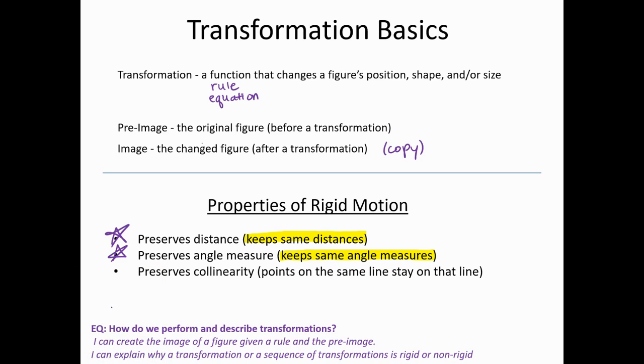And then the last one, not less important, but we're not going to talk about it nearly to the degree, and that is preserves collinearity. That's how you say that word, collinearity. It means points that are on the same line will remain on the same line even after you've done some kind of transformation. It is still true, part of the properties of rigid motion, but the two that we're going to constantly cite are the same distance and the same angle measure.